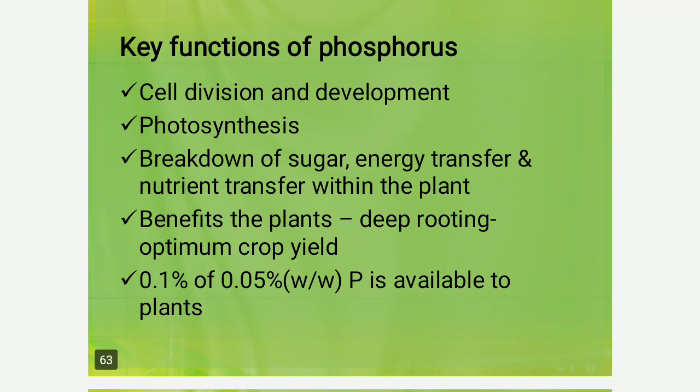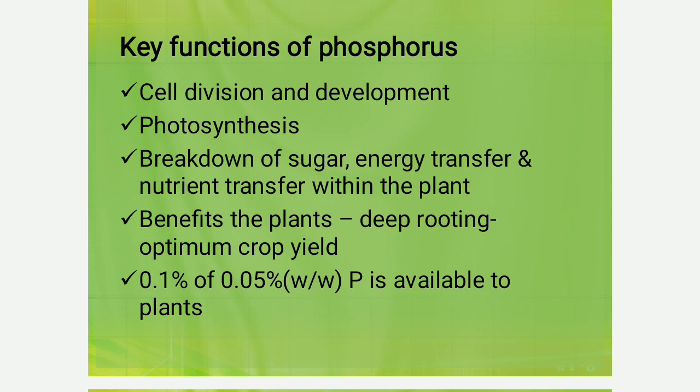What are the key functions of phosphorus? It is mainly required for cell division and developmental activities of the cell. Then photosynthesis, it is involved. Breakdown of sugar, energy transfer, and nutrient transfer within the plant, phosphorus is required. It benefits the plants by deep rooting and increasing optimum crop yield.